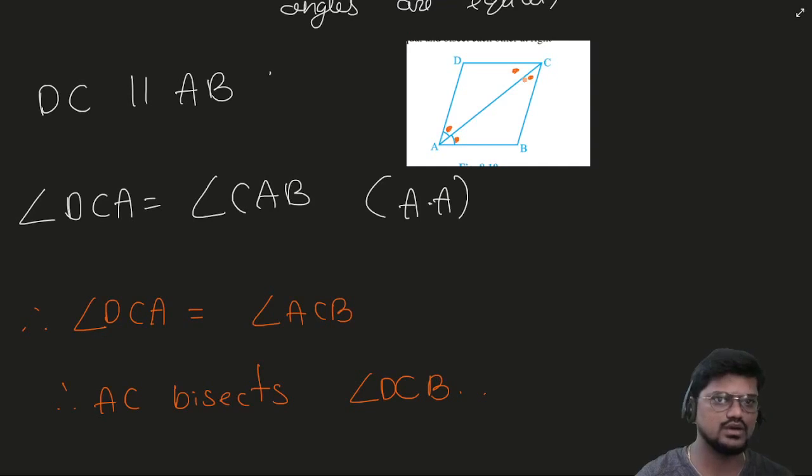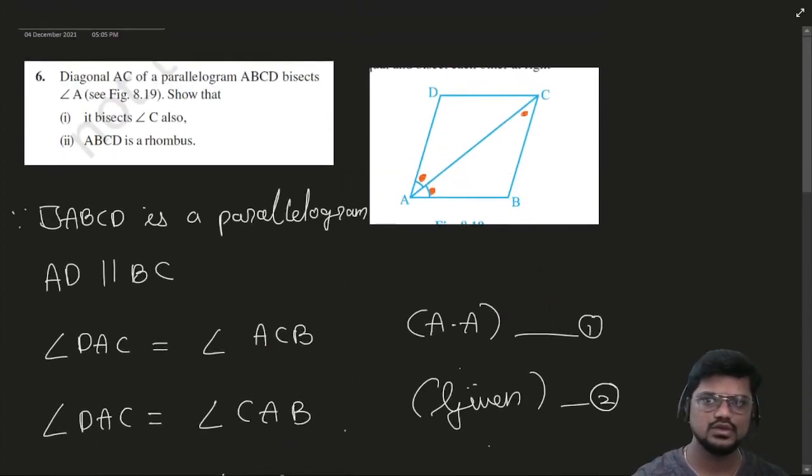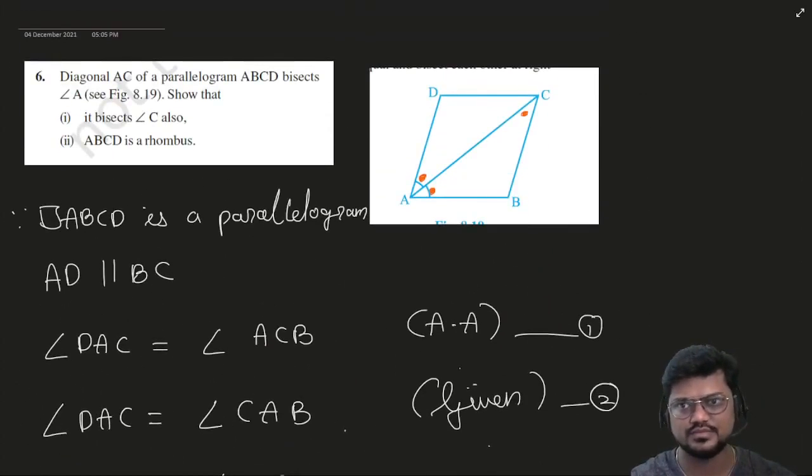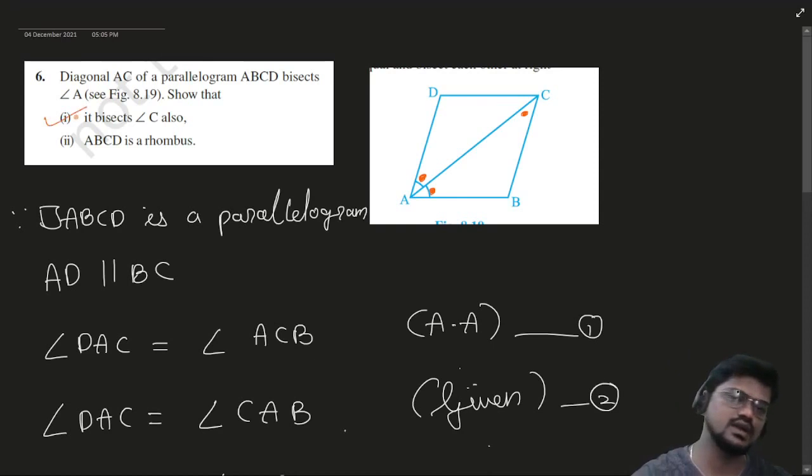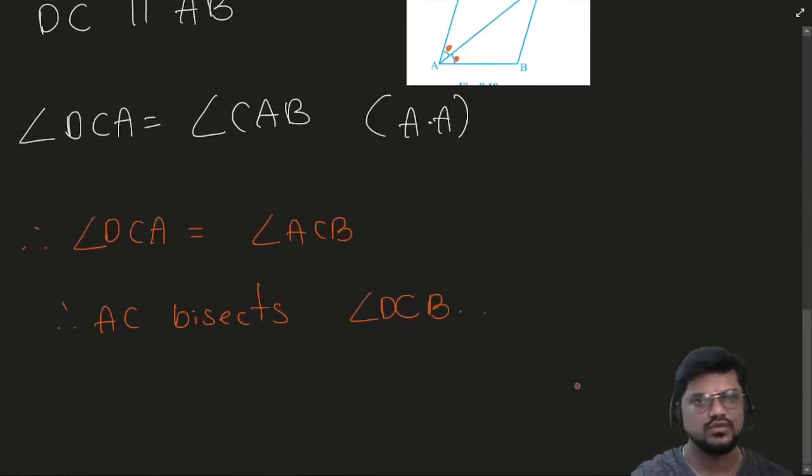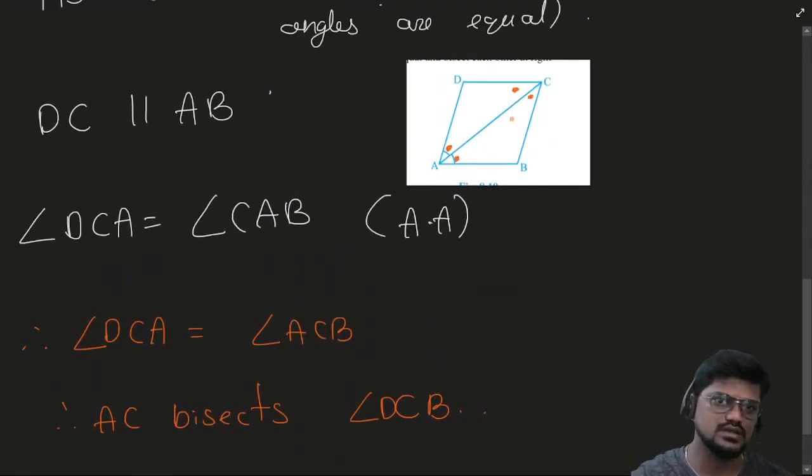Clear? Any doubt over here? You can ask your doubt. Fine. The first thing is proved. After that, you have to prove that ABCD is a rhombus. That can also be proved. We already knew that this angle is equal to this angle.